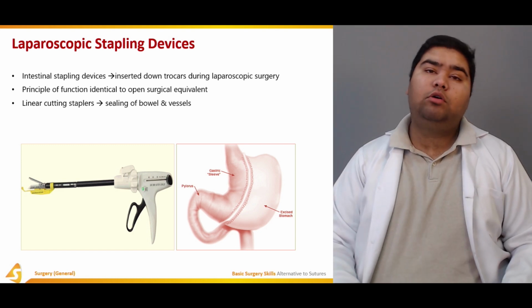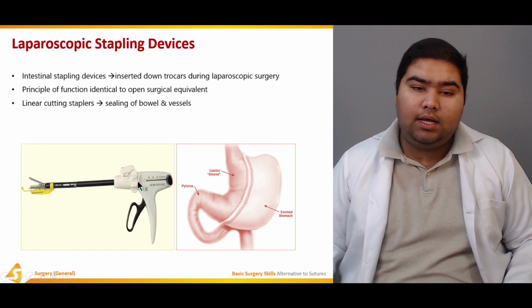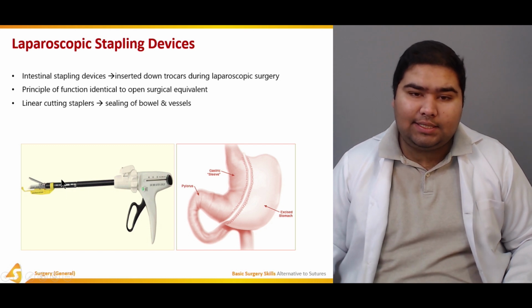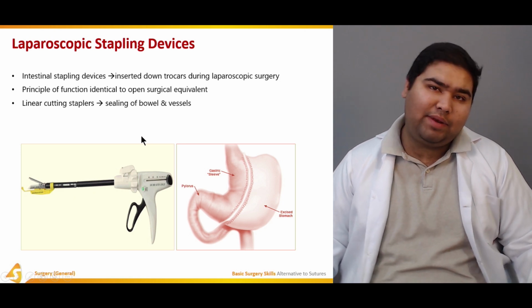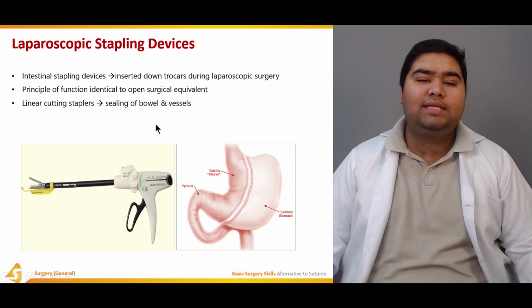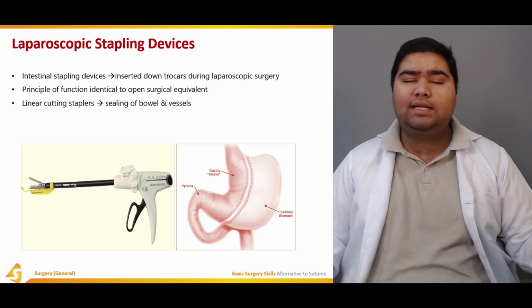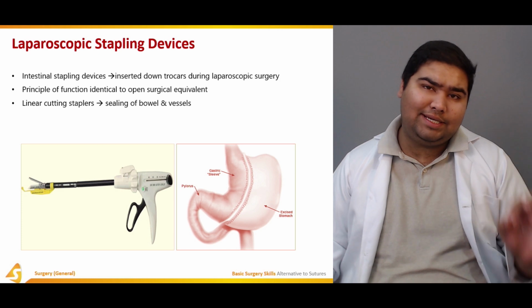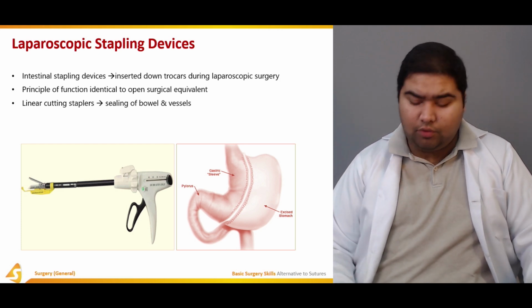So now we also have the linear cutting staplers. Here you can see in the figure, this is a linear cutting stapler. The linear cutting stapler is like an intestinal stapling device. It helps in sealing of bowels and vessels. It is used in a similar procedure where you insert it through a trocar and you can perform whatever surgical procedure is required.